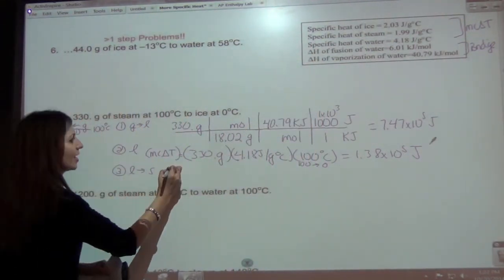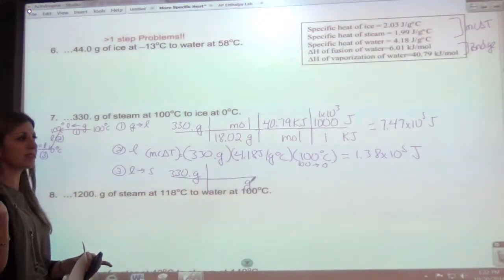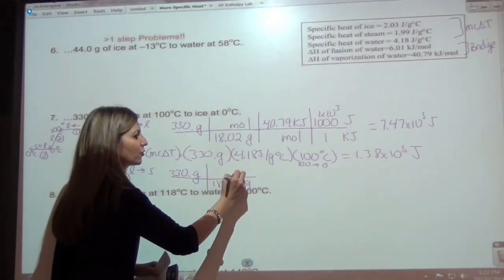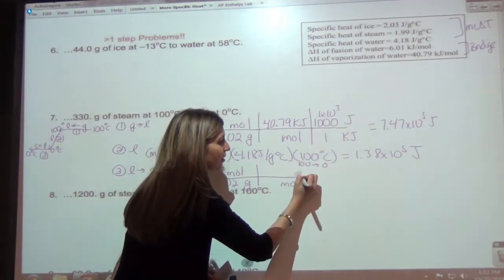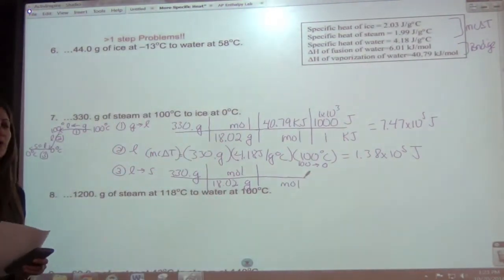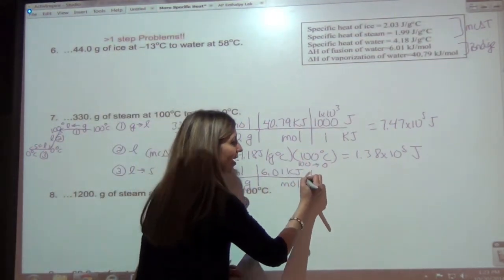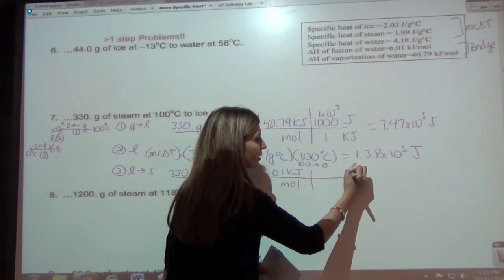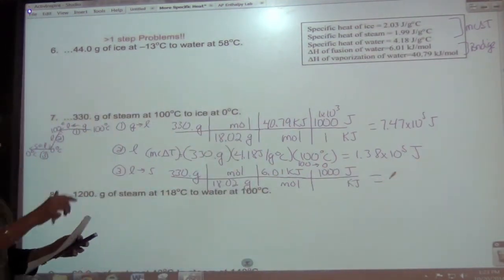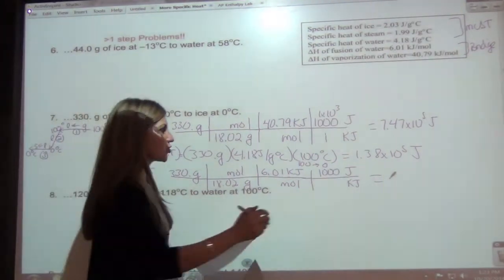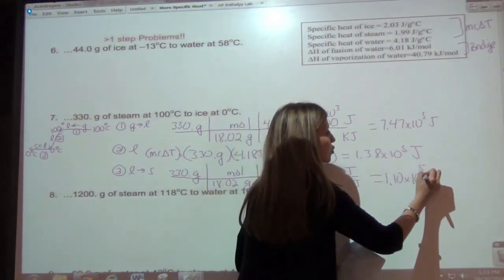So let's start with our mass again. 330 grams. Throw in a bridge. Cross my units opposite. This part's the same. 18.02 grams per mole for the water. Now I'm in moles. I don't want moles, so I write it down here. What is my kilojoule per mole now? 6.01 kilojoules per mole. Now I have one more step again, and I'm just going to go kilojoules to joules by multiplying by 1,000. And if you multiply and divide by 18.02, you should get 1.10 times 10 to the 5th joules.